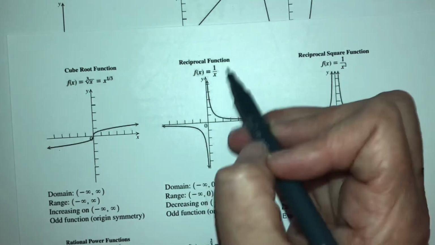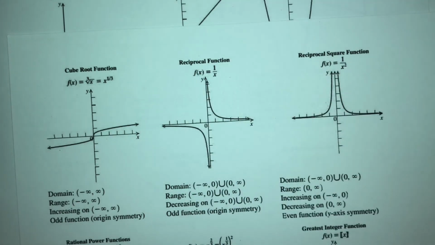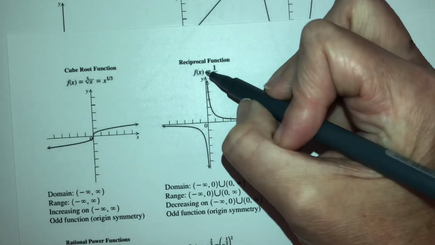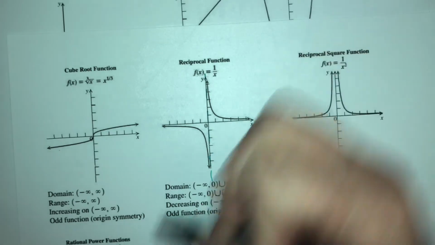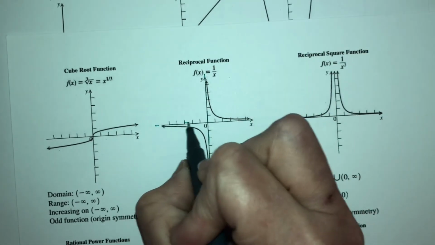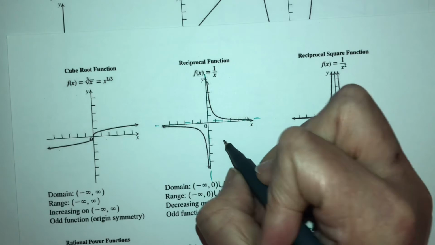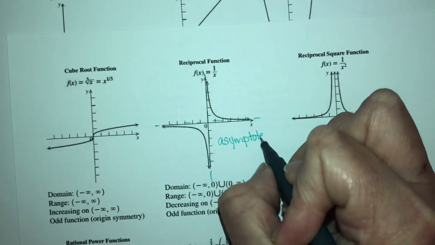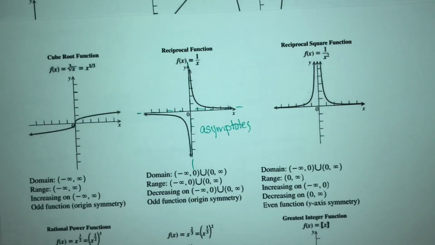We have the reciprocal function, which is 1 over x. And notice right here that we don't have a graph. That line there, and actually this line right here, the dotted line, those are called asymptotes. That's going to be important later.